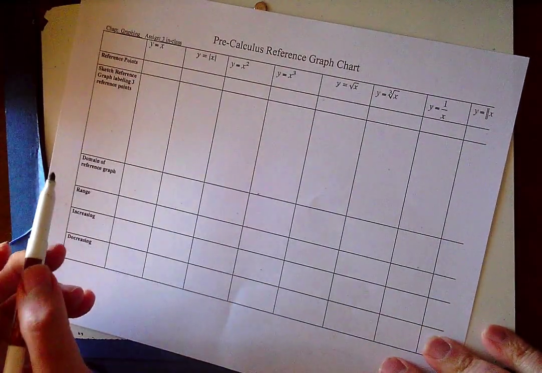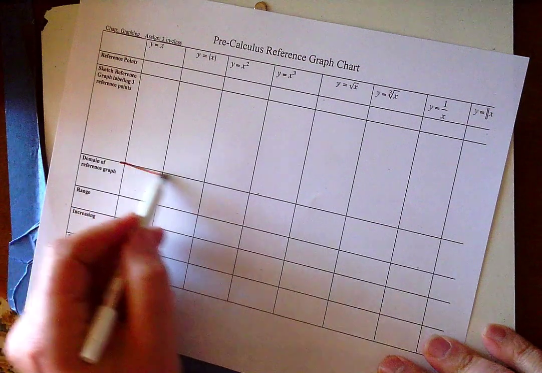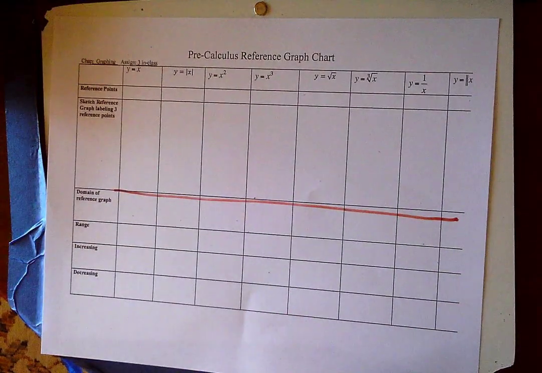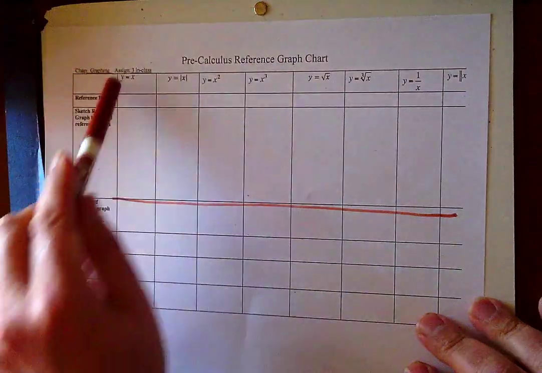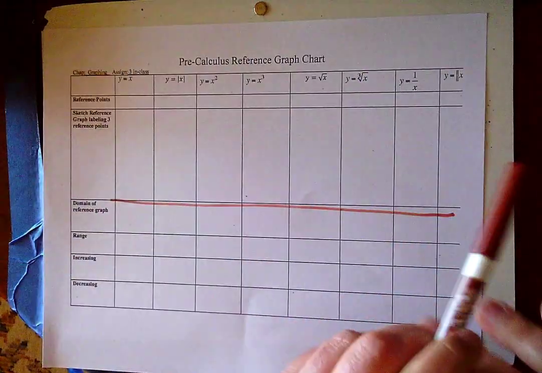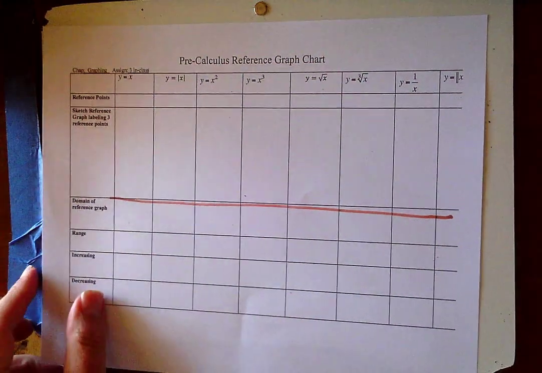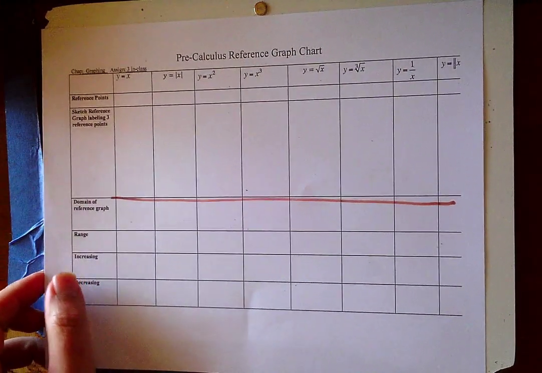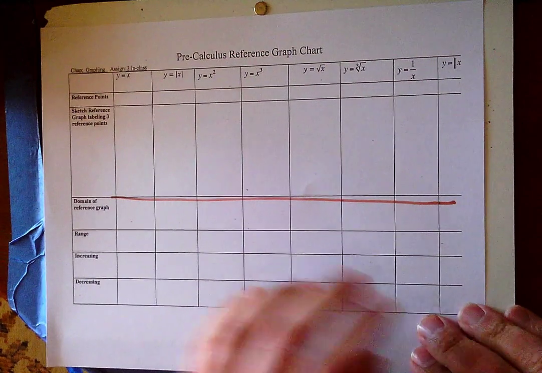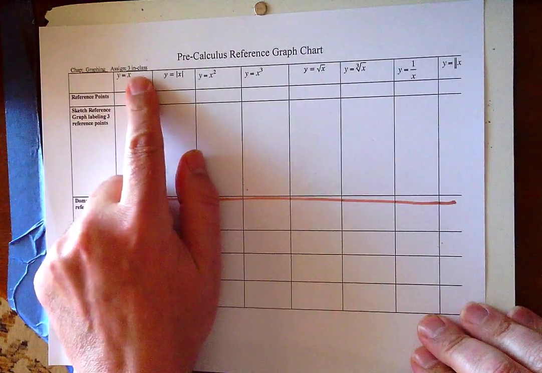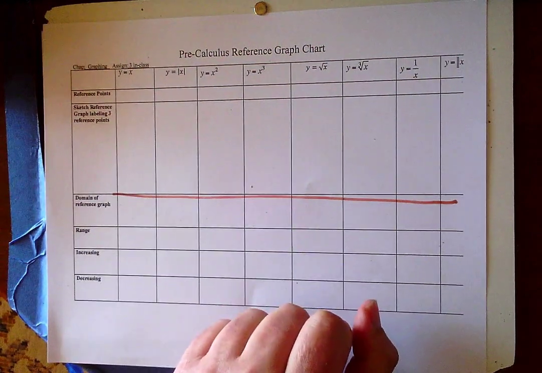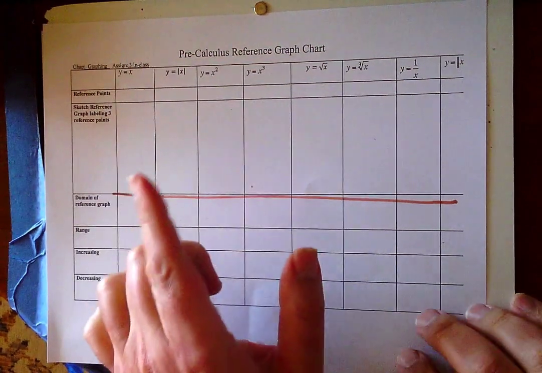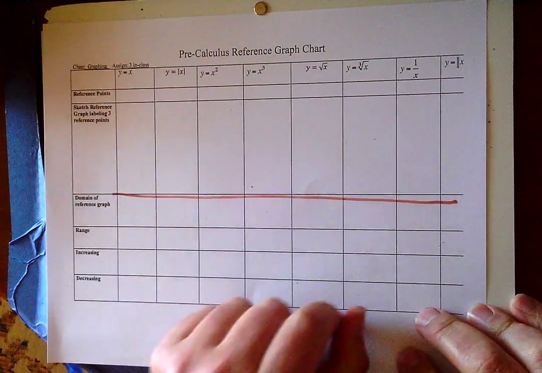I would be prepared for certainly a quiz on everything above that line, the reference points and the sketches of each. These are going to be like knowing your multiplication tables in elementary school. So why don't you go and pick up assignment 3 in class reference graph chart from the Office 365 site, and you can be filling this out while I go through it.